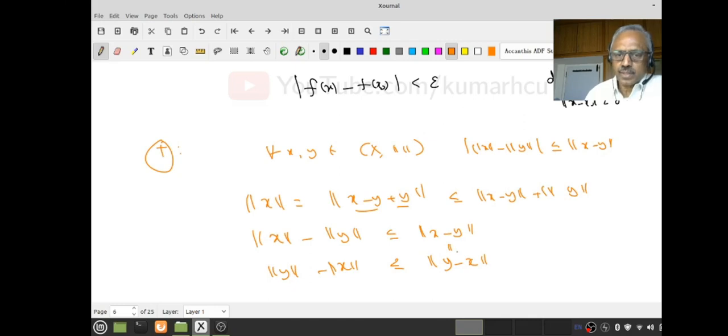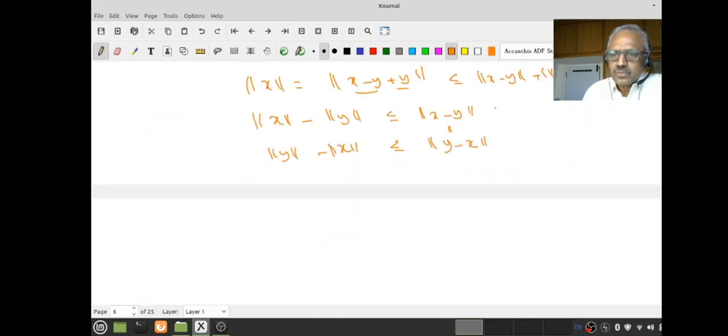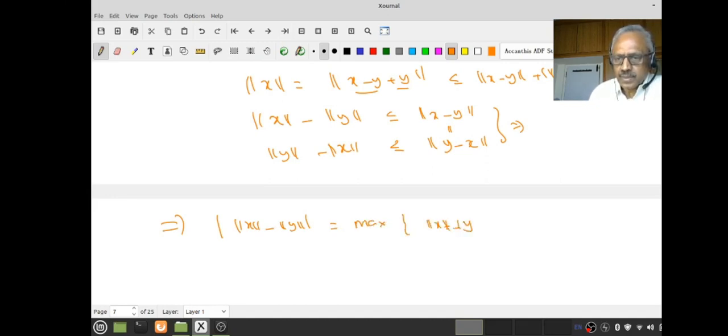But these are equal. Okay, so this shows modulus of norm x minus norm y, which is the maximum of norm x minus norm y, or minus of norm x minus norm y. Okay, but each one of them is less than or equal to norm of x minus y. Therefore, it is proved.